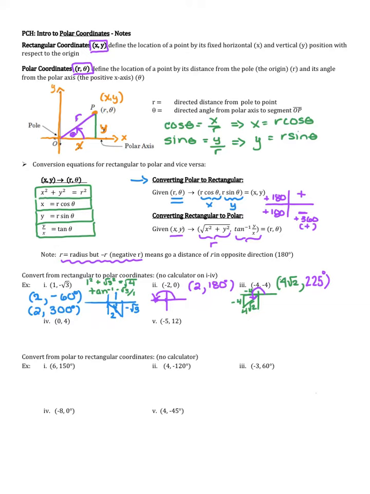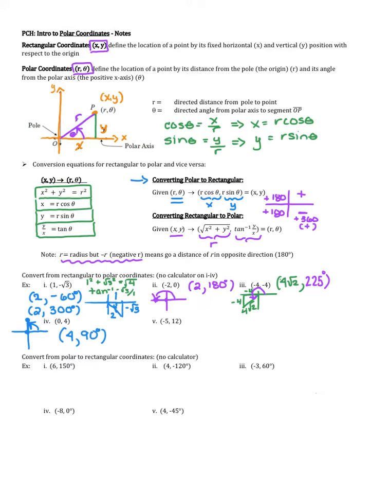All right, this one down here, 0, 4. So 0, 4 is going to be up here. So we can see that the radius, my distance from the pole, is going to be a distance of 4. The degrees to get me there are going to be 90 degrees. And then we have our last one.